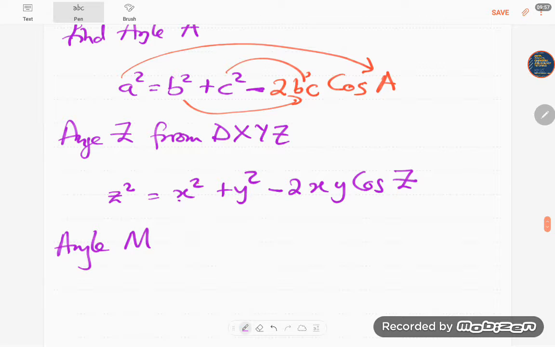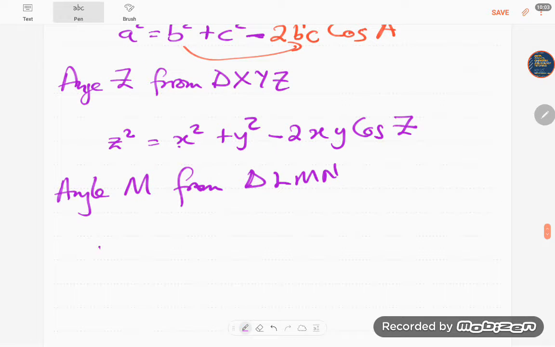Same thing, if you're asked to find angle M from triangle LMN, that means we're going to go small letter m squared equals the other sides, which are L squared plus n squared. That's the Pythagoras part, minus 2 with the L and the n. Okay, and then we need to bring in the cosine of the side that we're looking for, like that. So that's how we quote it.